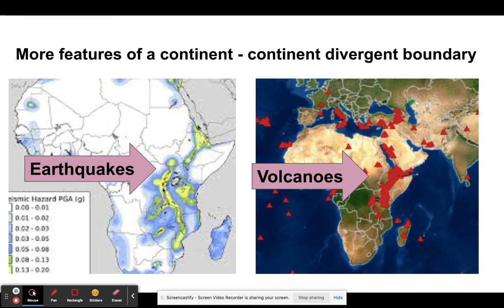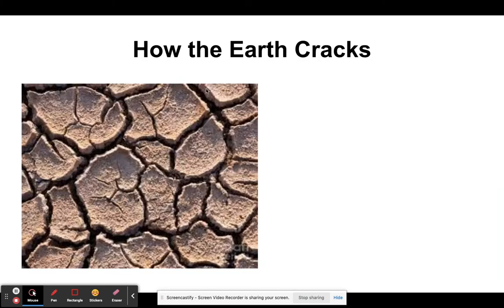So look at this map of earthquakes in Africa. There's a specific line right here where earthquakes are happening. Look at this map of volcanoes in Africa. You see a trend? There's something going on along this line that's causing earthquakes and volcanoes. Look at these cracks in the rock. See, like the way they're cracking? Look at this three-pronged, peace sign looking type split that's happening in this dirt.